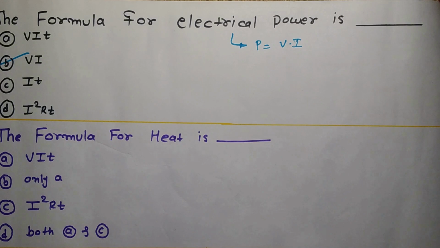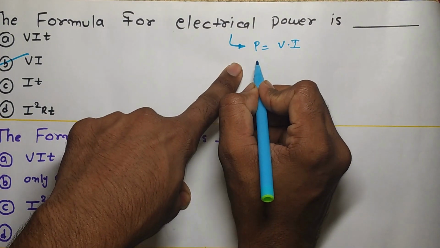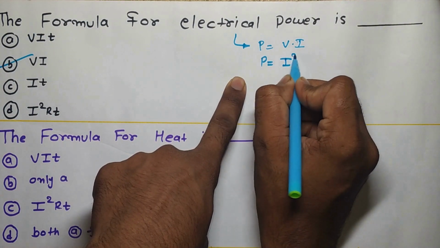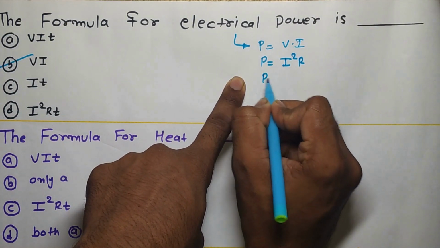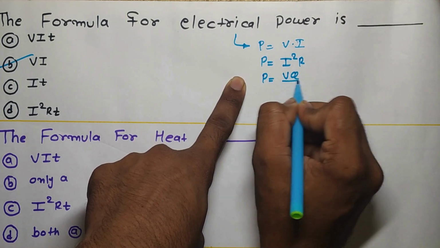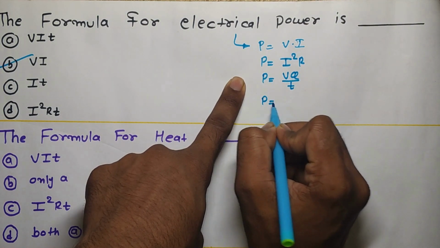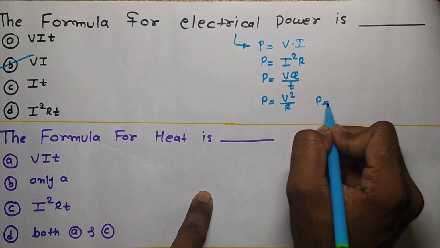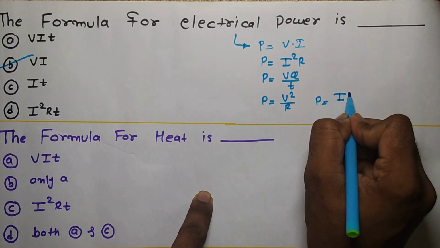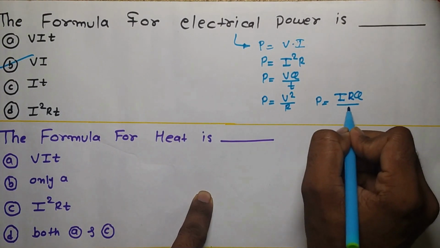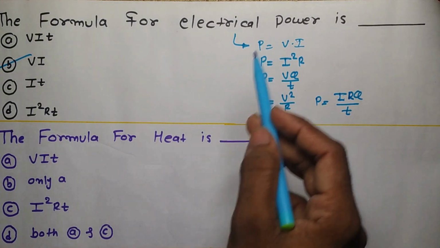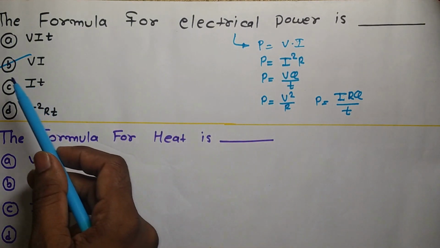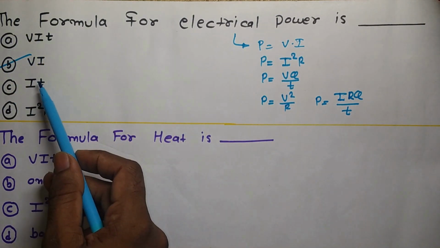Also, the formula for electrical power is P is equal to I square R, or V square by T, or V square by R, or I square R by T. So these are the formulas for electrical power. Here the formula for electrical power is B, which is VI.